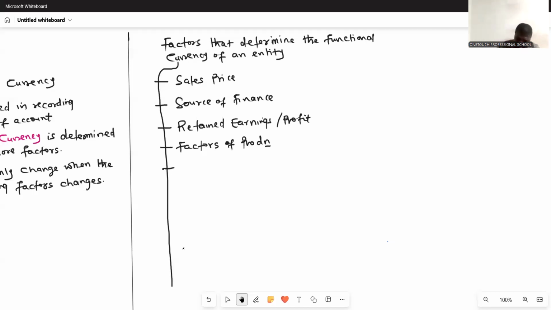So the currency of your jurisdiction, the jurisdiction whose rules and regulations affect your demand and supply.